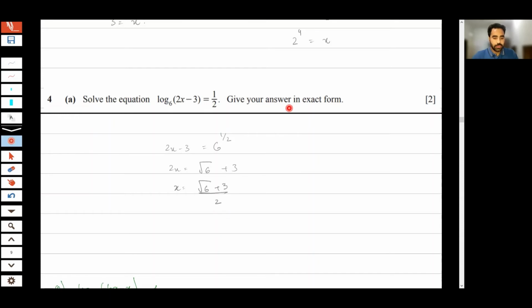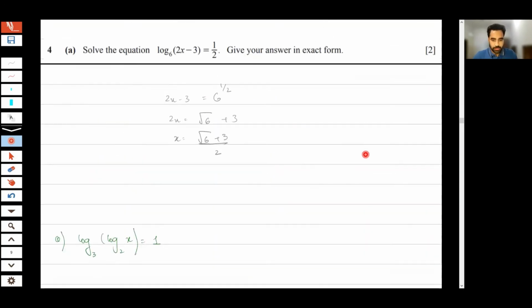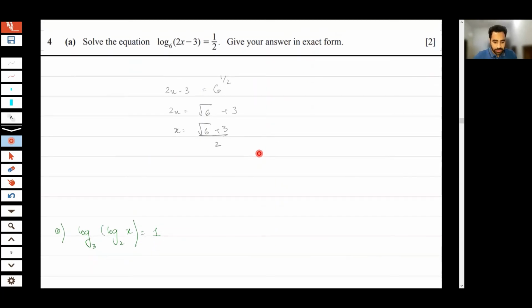So if you have to give your answer in the exact form, please remember that you cannot use a calculator for it, and you cannot give your answer in decimals. Well, that's not exactly true. Sometimes you can give an exact answer in decimals, but most of the time you cannot. So just remember that you cannot use a calculator whenever you have to give your answer in the exact form. So this would be your value of x.